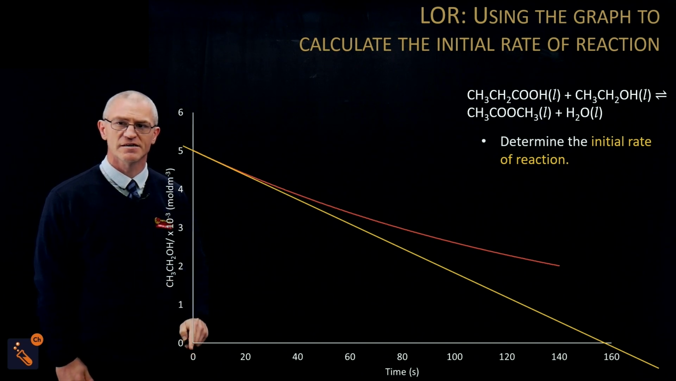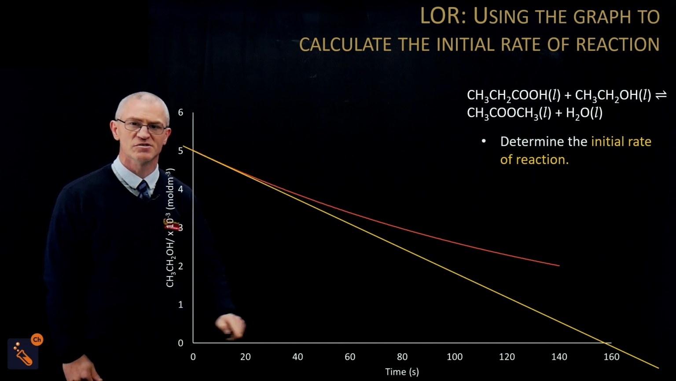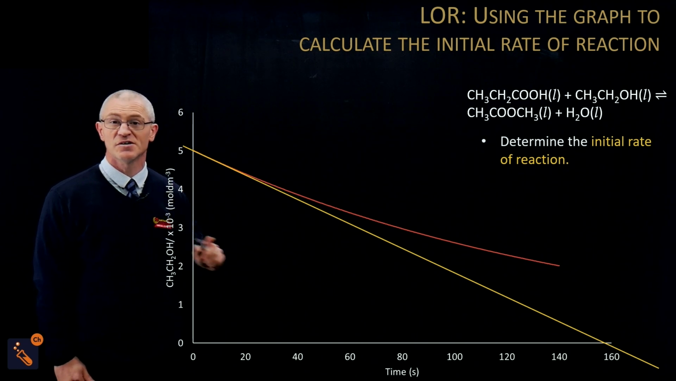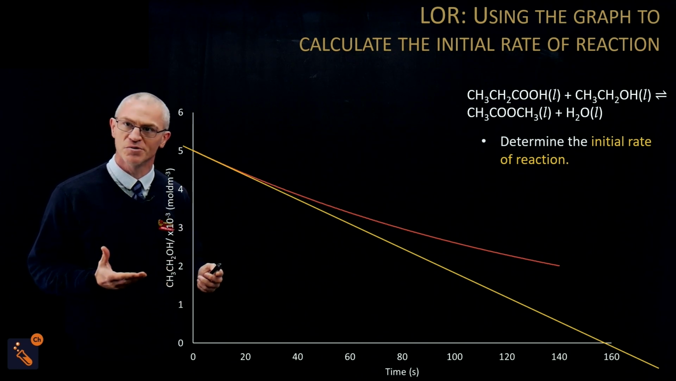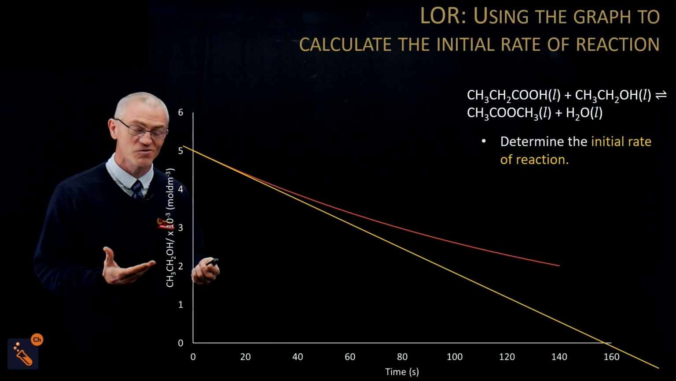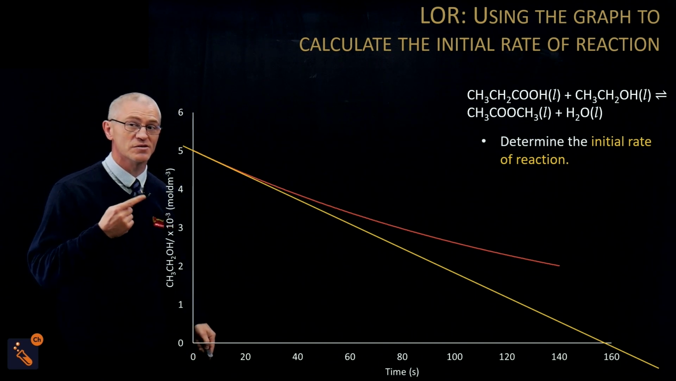So my change in concentration is 5 to 0 and my time is 0 to 160. So that would be 5 divided by 160. No, it wouldn't. So why wouldn't it be? Well, it's this little trick they put in every single time.